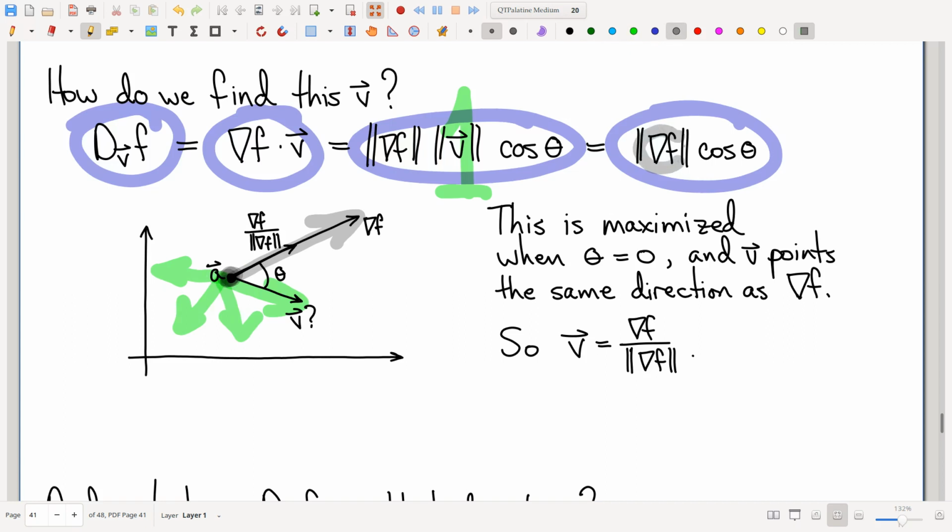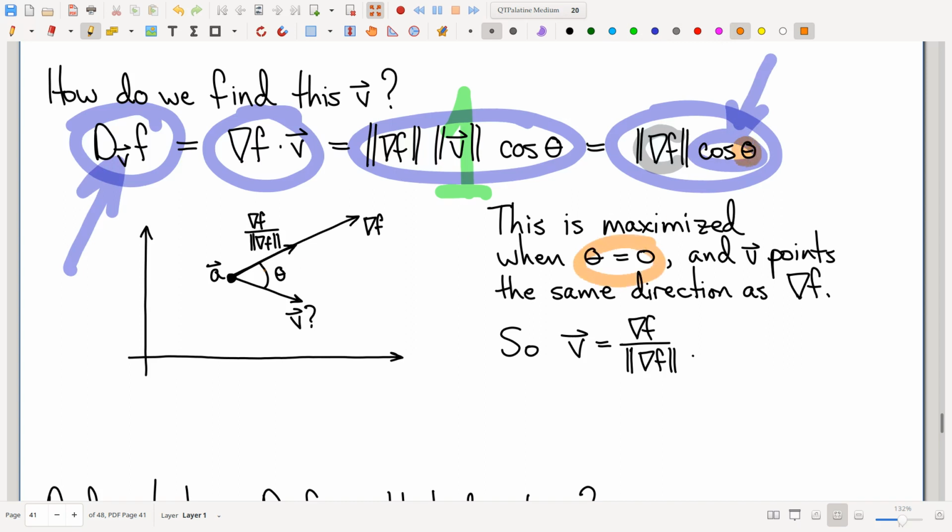So the question actually simplifies really nicely. At the point A and contemplating all your various different directions, if you want to maximize the directional derivative, you just have to figure out how to maximize cosine theta, and that's easy. You maximize cosine theta when theta, this angle between the two vectors you're dotting, needs to be 0. That's how you maximize cosine. Does that make sense?